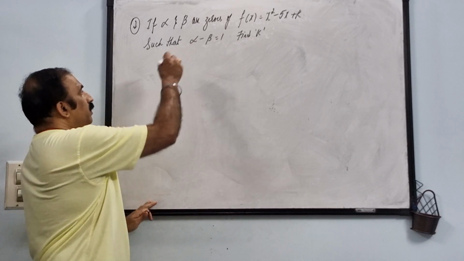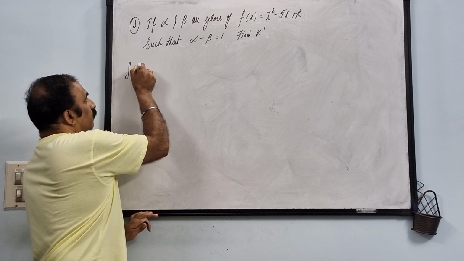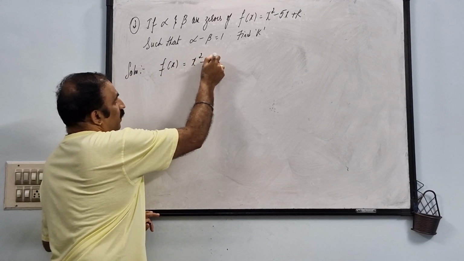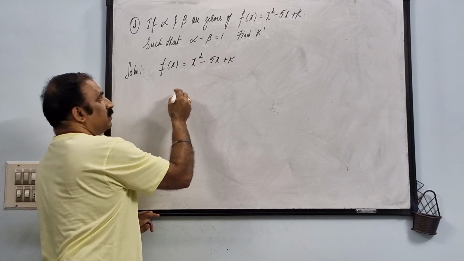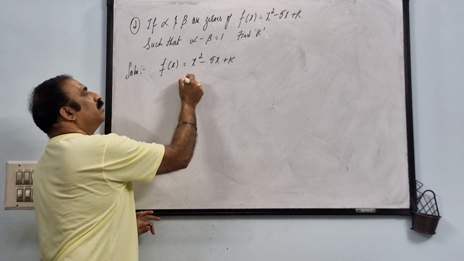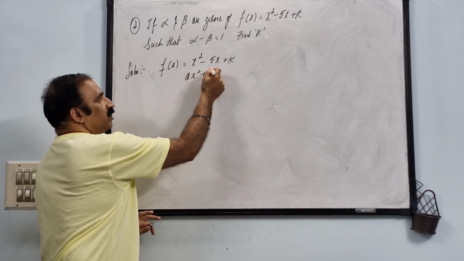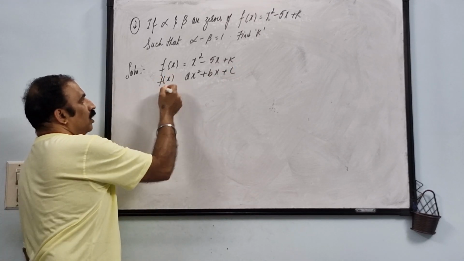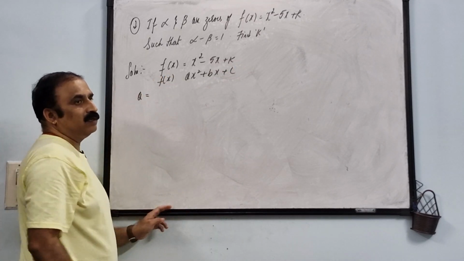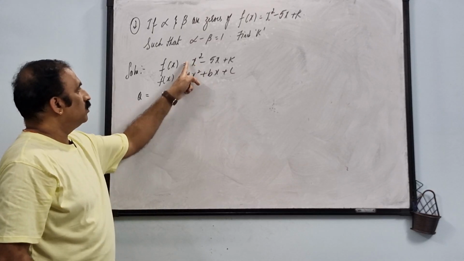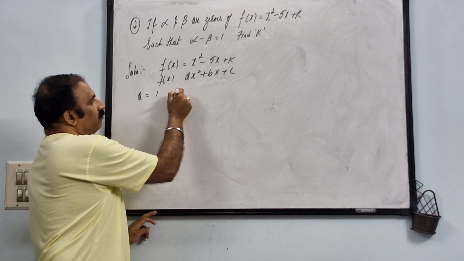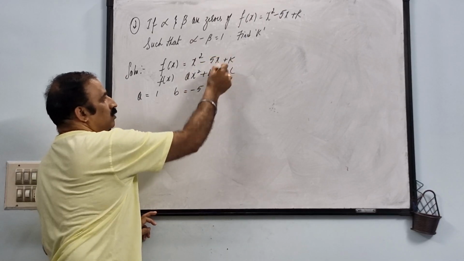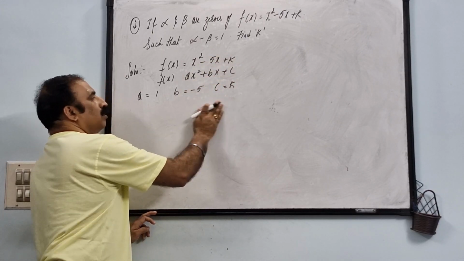So now we take up the equation which is given. f of x is equal to x square minus 5x plus k. Now the standard form of a quadratic polynomial is f of x is equal to ax square plus bx plus c. The x square coefficient is 1, so a value is 1, b value is the x coefficient, minus 5, and the last constant term, c value, is equal to k.